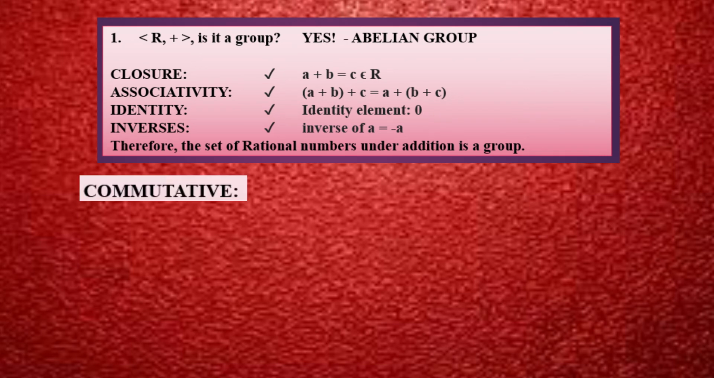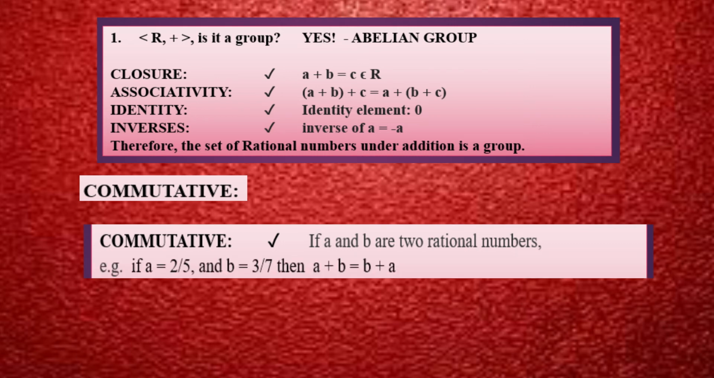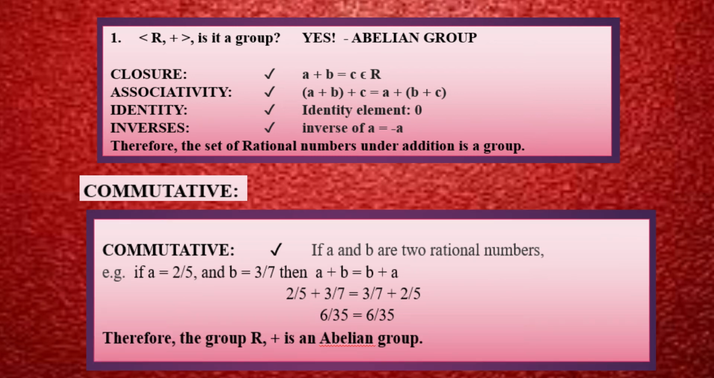And for commutative, the set of real numbers under addition is commutative. If A and B are two rational numbers, for example, if A is equal to 2 over 5 and B is equal to 3 over 7, then A plus B equals B plus A by the commutative property. That would give us 2 over 5 plus 3 over 7 equals 3 over 7 plus 2 over 5, which is equal to 6 over 35 equals 6 over 35. And so, it satisfies the commutative property. Therefore, the group of rational numbers under addition is an abelian group.